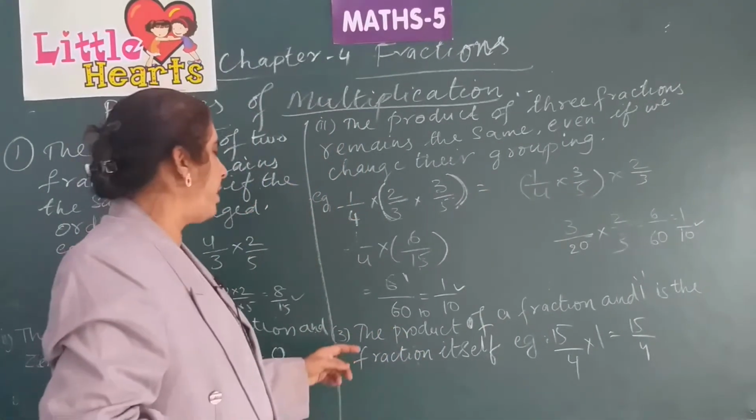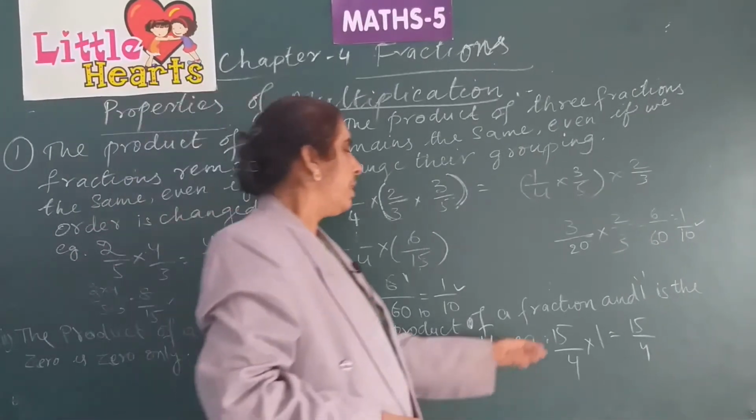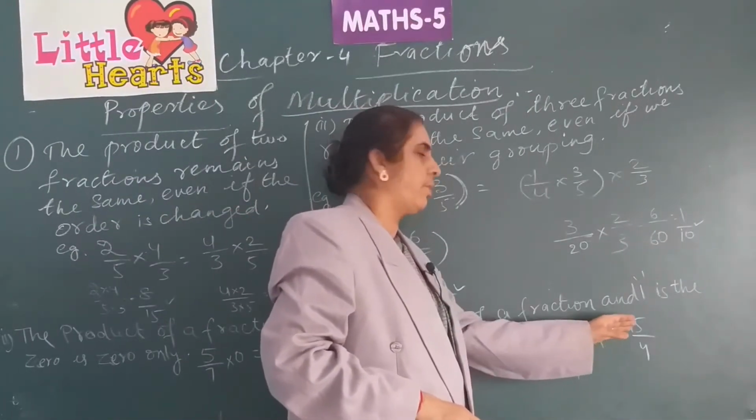The product of a fraction and 1 is the fraction itself, just as in whole numbers. 15 by 4 into 1 is equal to 15 by 4.